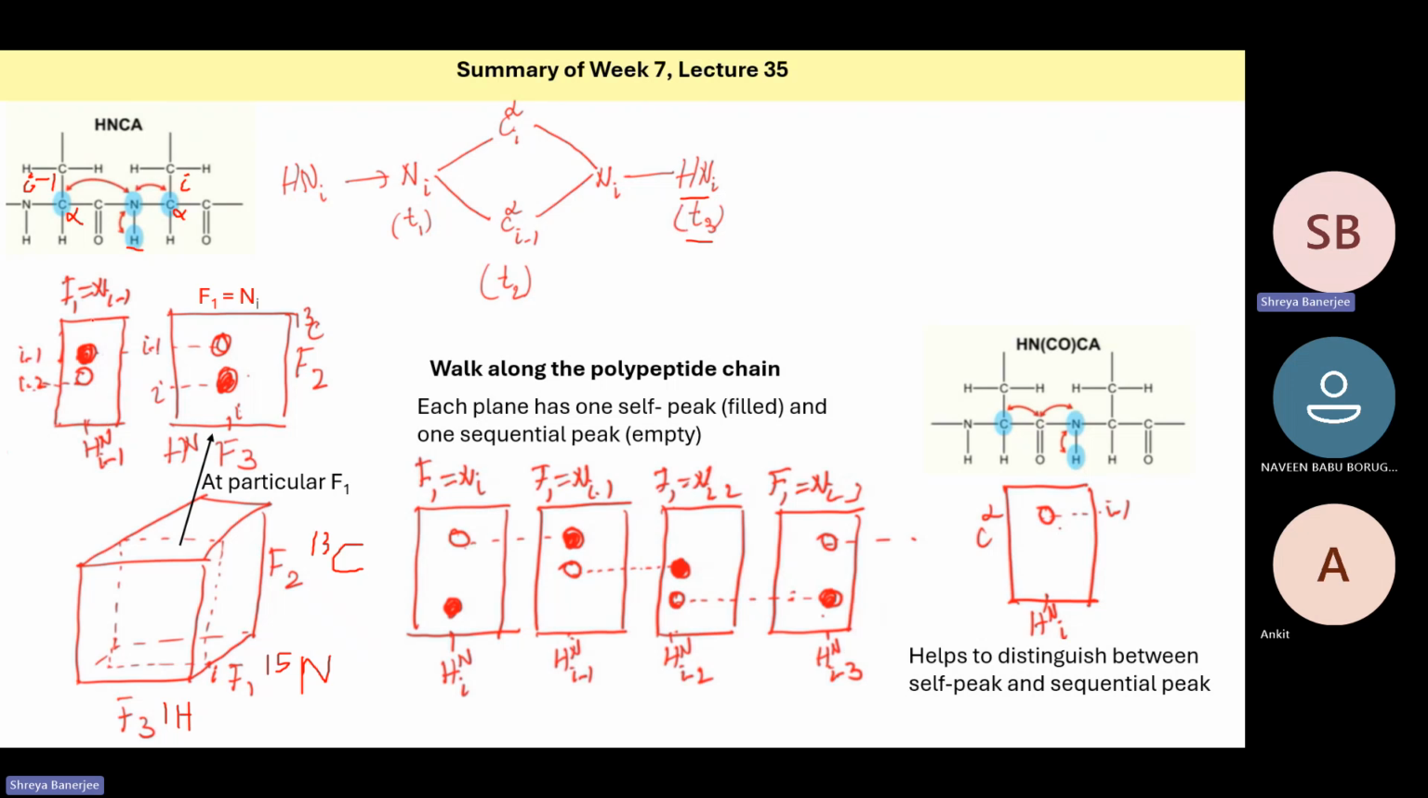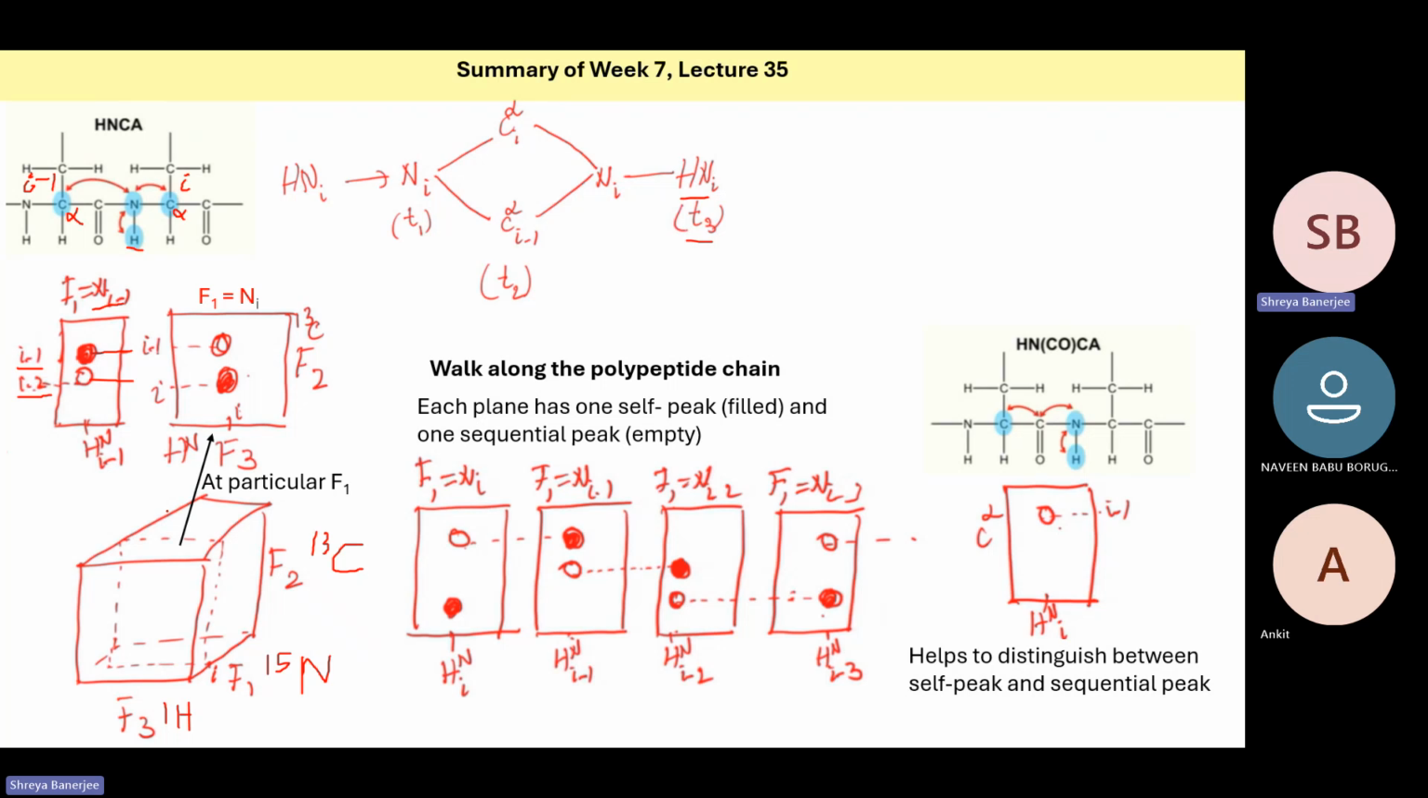N15, you have fixed the N15. In that plane, you will see two peaks. One is the self peak, which is shown in dark red here, and one is the sequential peak, which is shown in this hollow circle here. So self peak of I-1 is with I-1 itself. Sequential peak is with the previous residue, so it is with I-2.